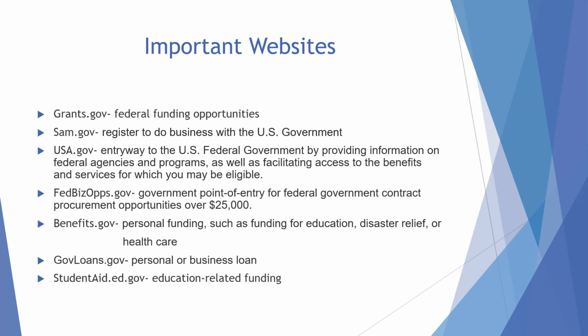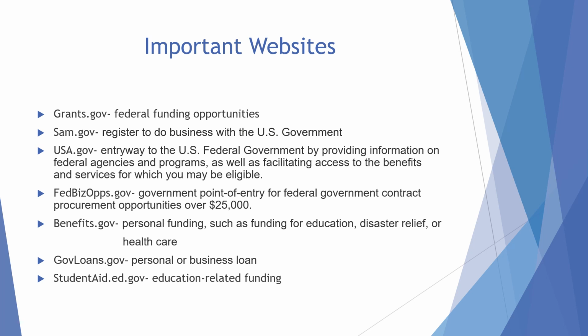Here are some important websites that you may find helpful. Grants.gov is for federal funding opportunities. SAM.gov is to register your business with the U.S. government. USA.gov is the entryway to the U.S. federal government by providing information on federal agencies and programs, as well as facilitating access to the benefits and services for which you may be eligible.